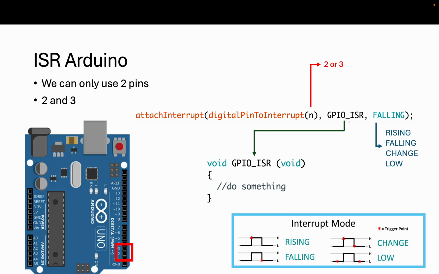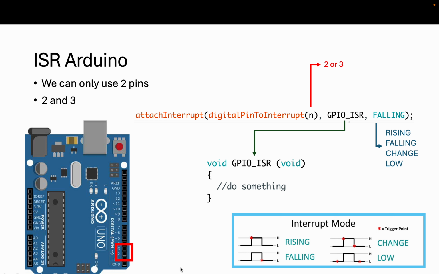So in our Arduino, which is the Uno one, we can only use two pins for interrupts, which is pin number 2 and pin number 3. The way to enable it is using the function that I have written here at the top. It's attach interrupt. Then we need to put the digital pin to interrupt, where we can write pin number 2 or number 3. After that, the second argument is going to be the GPIO ISR, which is the name of the interrupt. So that needs to match whatever interrupt you want to call later. And finally, we can have rising, falling, change, or low interrupts.